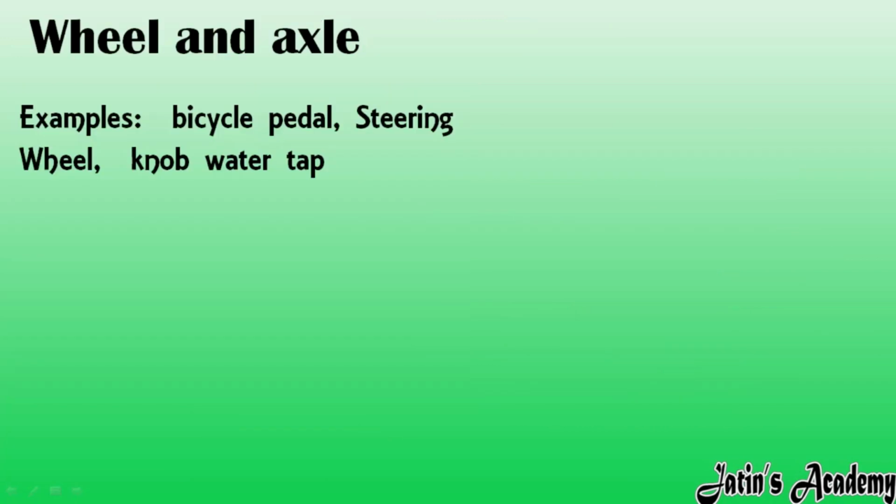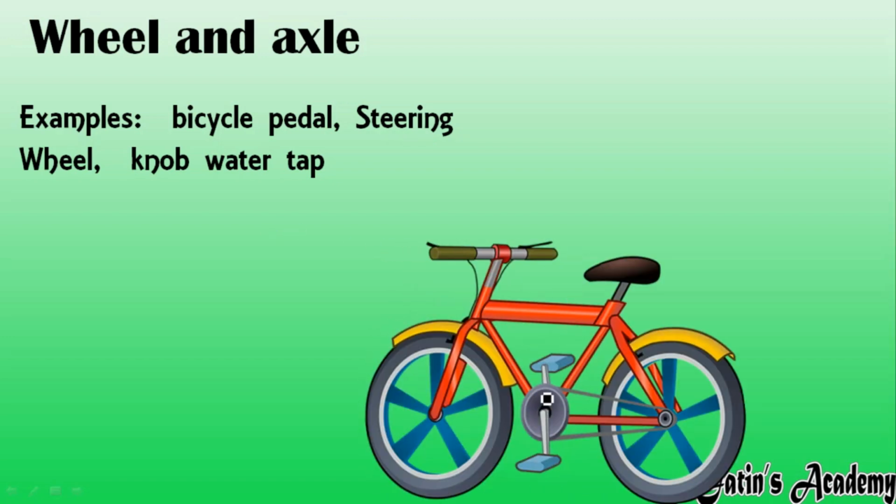Next, we are having examples related to wheel and axle. The first example is the bicycle pedal. In the case of a bicycle pedal, we have two circular wheels, the pedals, and in between the two circular wheels, there is an axle. Whenever we rotate one pedal, the second pedal also rotates with the help of this axle. Okay.